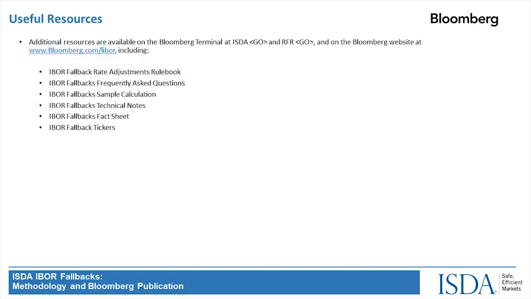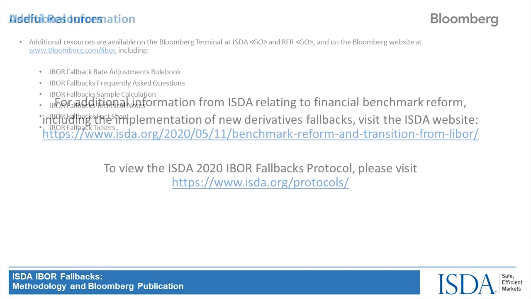Finally, I just wanted to mention some additional resources available to look at either on the terminal at ISDA Go or RFR Go and on the Bloomberg website at bloomberg.com/LIBOR. You will find we have the rulebook, a set of frequently asked questions, a sample calculation of how the fallbacks are constructed, some technical notes on the data sets available, a fact sheet as well, and the list of the tickers for each of these fallbacks, adjusted reference rates, and spread adjustments. I'll now hand it back to ISDA for some concluding comments.